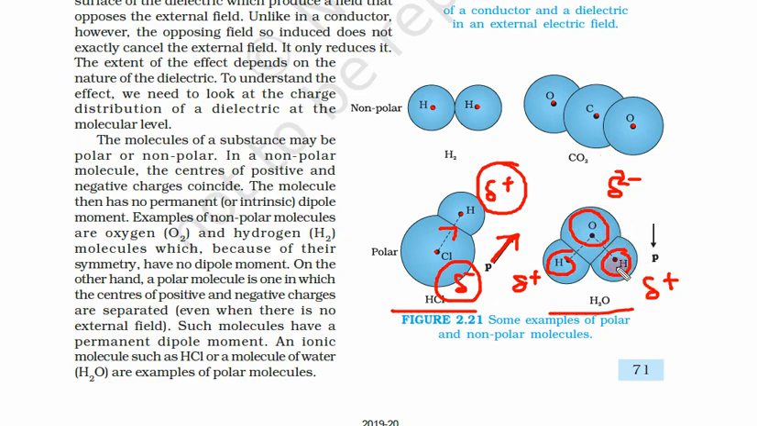So what is the direction of the dipole? For this case negative to positive, for this case negative to positive. What is the ultimate direction? The resultant direction would be like this. So this is the direction of the resultant dipole moment, the permanent dipole moment.